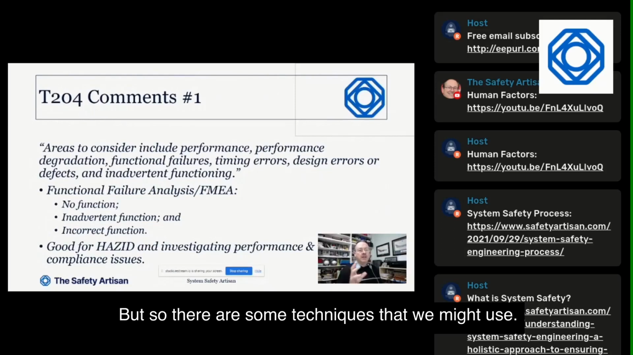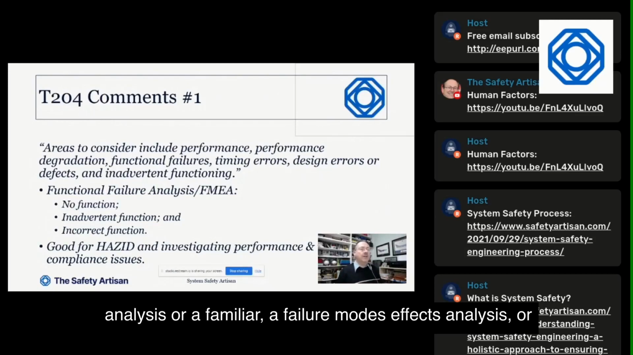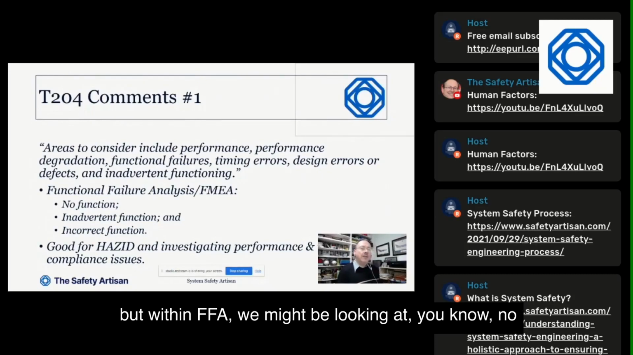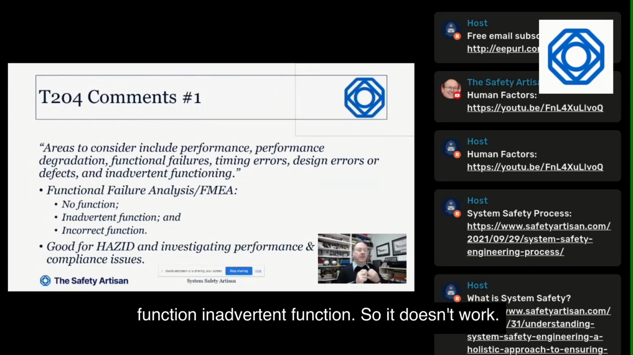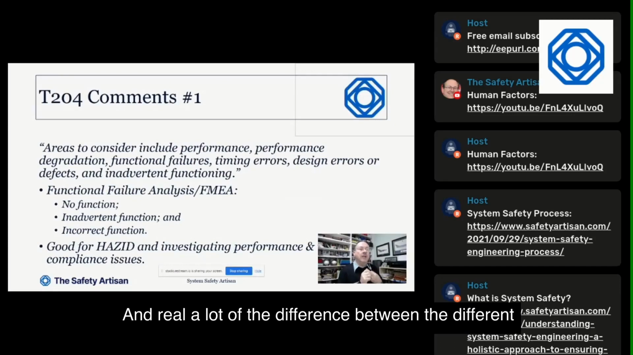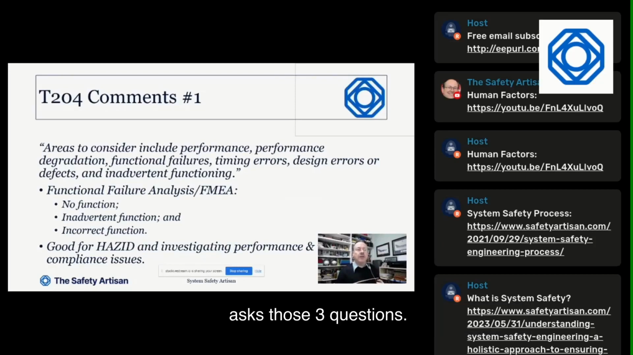But so there are some techniques that we might use. We might use, again, my favorite, functional failure analysis, or a FMEA, a failure modes effects analysis, or a FMECA, where we put criticality in the FMEA as well. But with an FFA, we might be looking at, no function, inadvertent function. So it doesn't work. It works when it shouldn't, or it works, but it works incorrectly. Okay, and really a lot of the difference between the different analysis techniques is how deep do we go. So FFA just asks those 3 questions.